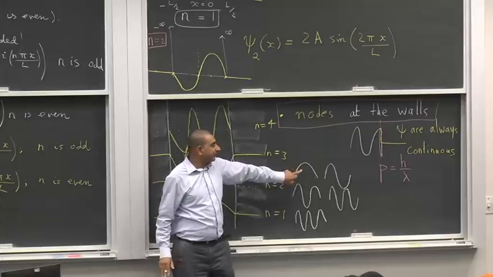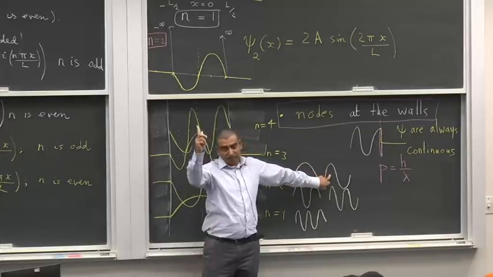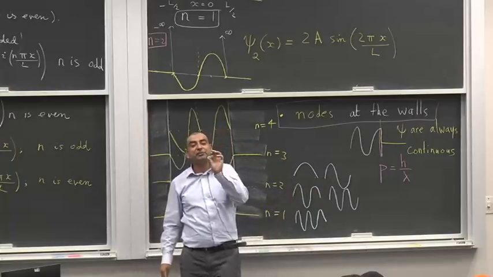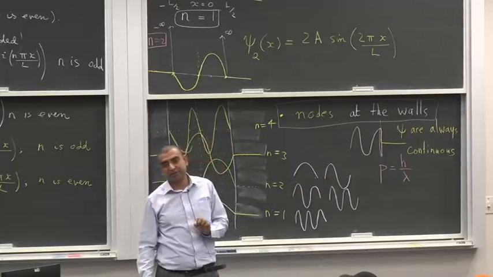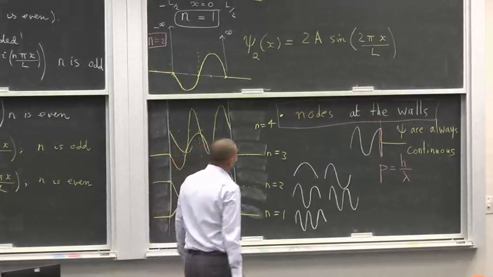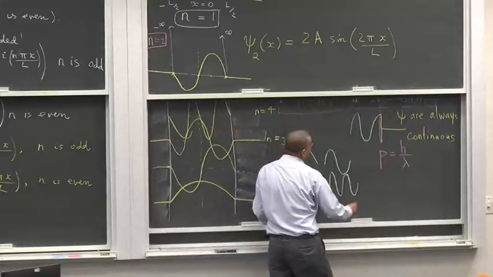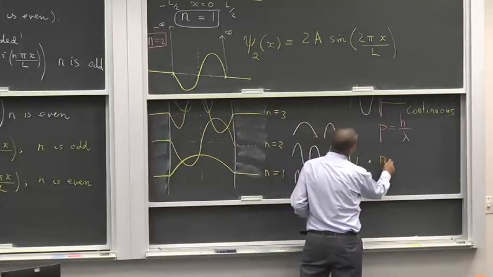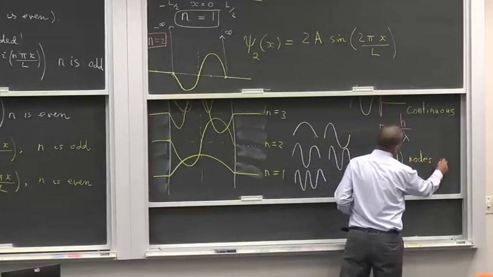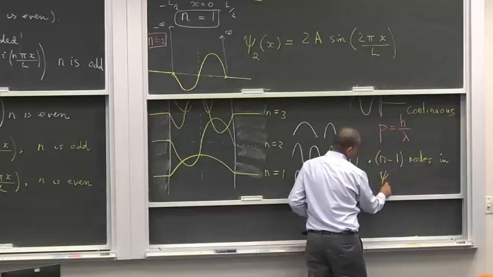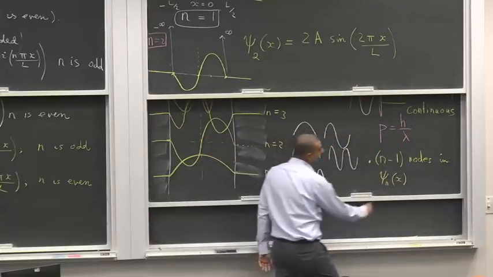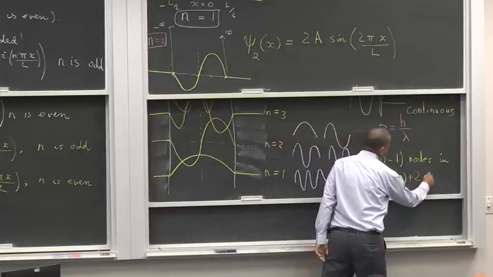This has 0 nodes. n equals 2 has 1 node. n equals 3 has 2 nodes. So there are n minus 1 additional nodes in the wave function, besides the nodes at the walls. So the second observation you make is that there are n minus 1 nodes in psi_n(x) plus the 2 at the wall.